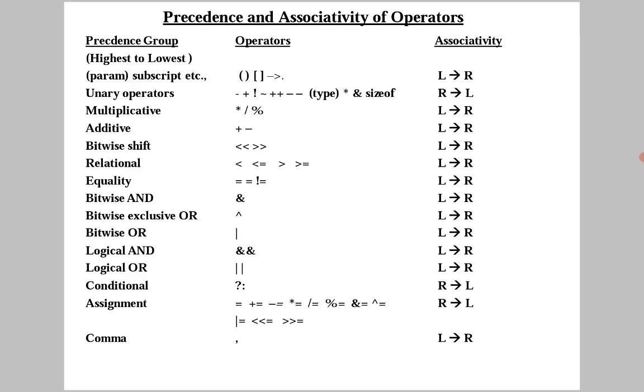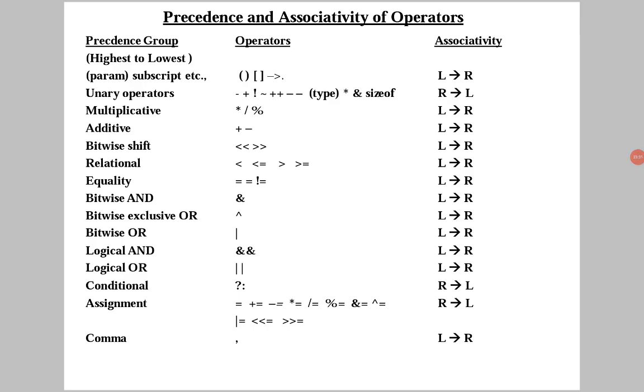Assignment operators. Assignment operators are generally formed with a combination of two or more operators. Examples are plus equals to, minus equals to, star equals to, like that. And comma operators. So all these are different types of operators used in C language.